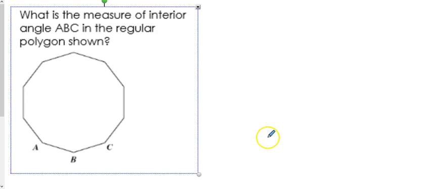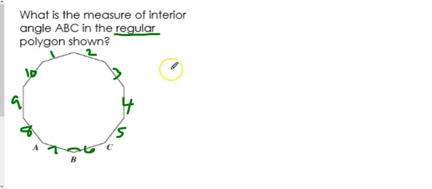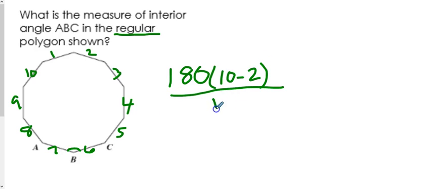Okay, so it's asking us what is the measure of an interior angle of ABC, a regular polygon shown. Okay, so they want the value of this angle here, and they told us it was a regular shape. So if we know it's a regular shape, we can just find the value by counting the number of sides and using our formula. So we've got 1, 2, 3, 4, 5, 6, 7, 8, 9, and 10. All right, so our formula says 180 times the number of sides minus 2, divided by the number of sides.